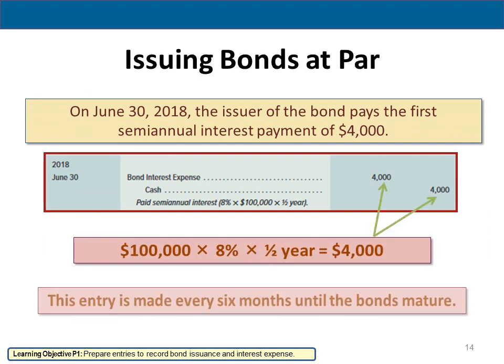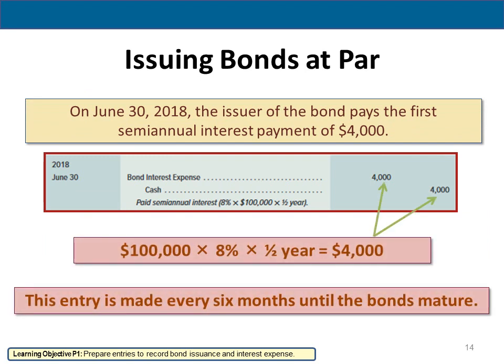Now, on June 30, 2018, the issuer of the bond pays the first semi-annual interest payment of 4,000. So, after the first 6 months, the company is obligated to start to pay interest to the bondholder. How can we calculate interest?